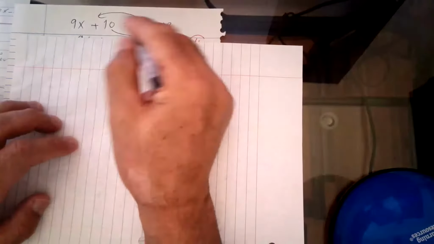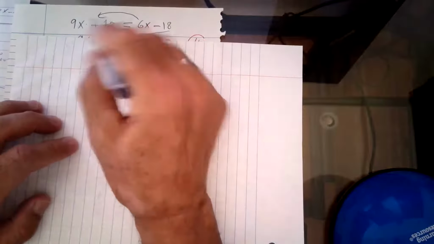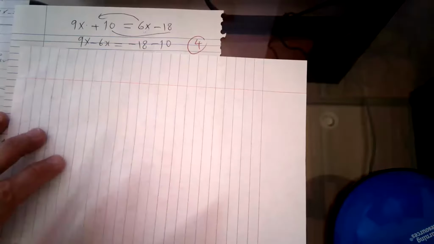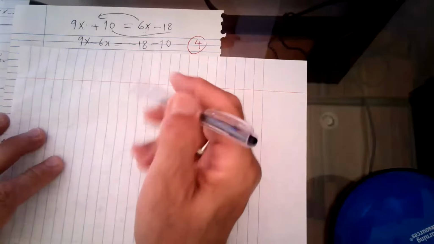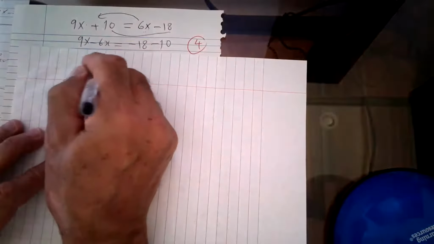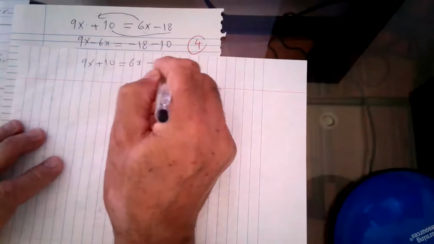9x plus 10 is equal to 6x minus 18, right? So you want to collect all the x's on one side and numbers on the other side. So here I moved 6x to this side. Why? Because you have 9x and 6x. 9x is larger than 6x, so you better move 6x to that side and 10 to the other side. All I need to do is change the sign. Remember, you could either do it like that, or if you learned this way and you're more comfortable like that, just do it this way.